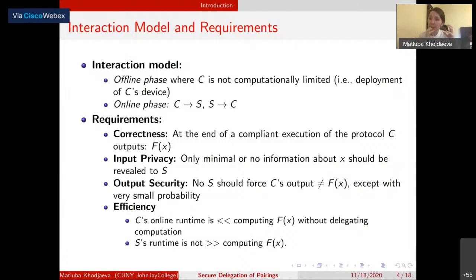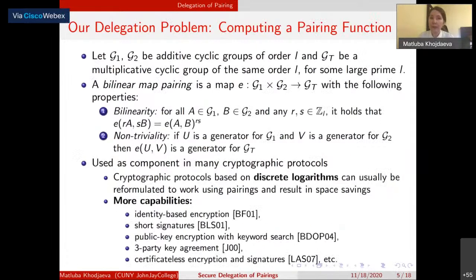Why? Because the client is a computationally weaker device. So in this paper we consider the bilinear pairing. This is a map from G1 cross G2, where G1 and G2 are additive cyclic groups of order L, and GT is the multiplicative cyclic group of order L, which satisfies bilinearity and non-triviality. This bilinear map is widely used in many cryptographic protocols, especially those based on the discrete logarithm problem.